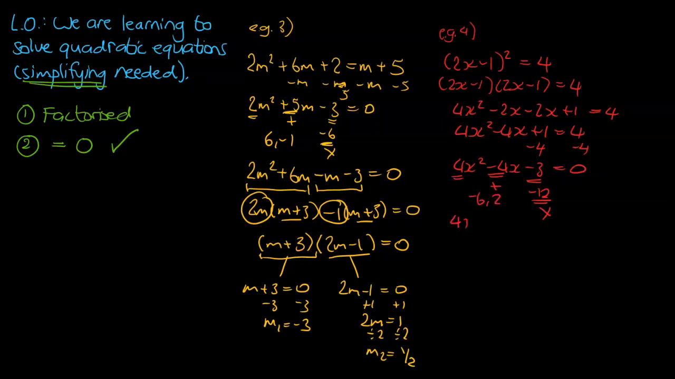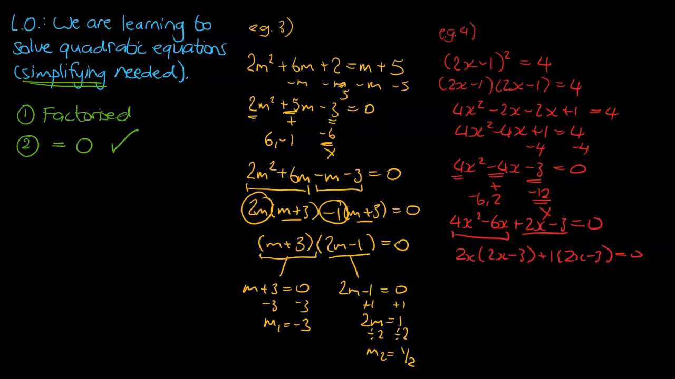So that there is going to be 4x squared minus 6x plus 2x minus 3. All of that comes to 0. Factorize the first bit for me. We've got 2x minus 3. And no factors in common for the second group. So we're going to put in our plus 1. 2x minus 3. That there's equal to 0.